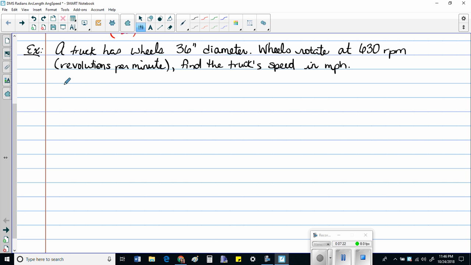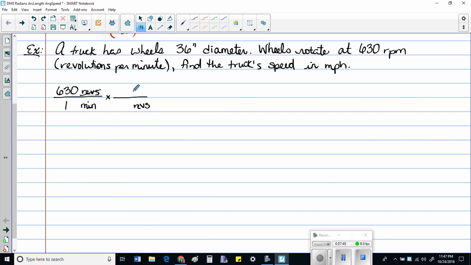Well, okay, let's write that out. So this is 630 revs per 1 minute. And I like to write it in this way because we're going to do the unit conversions. Okay, let's worry about the revolutions. I'll worry about minutes later. All right, so revolutions. I want to get rid of revolutions, so I put that on the bottom.